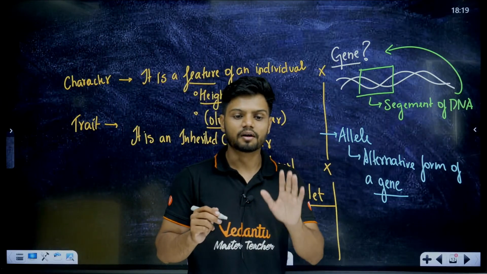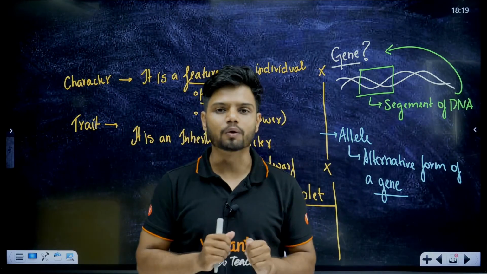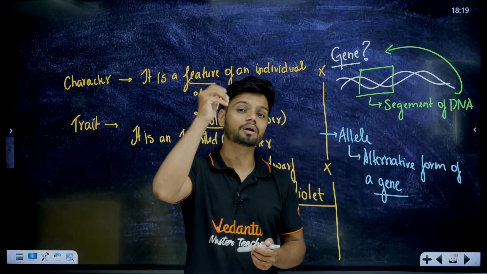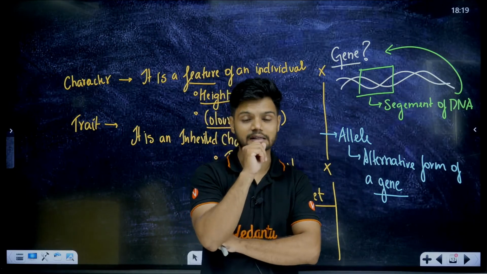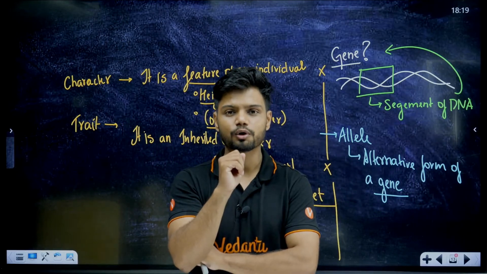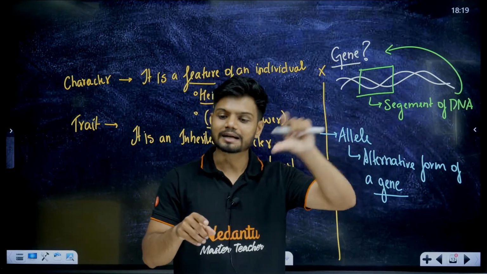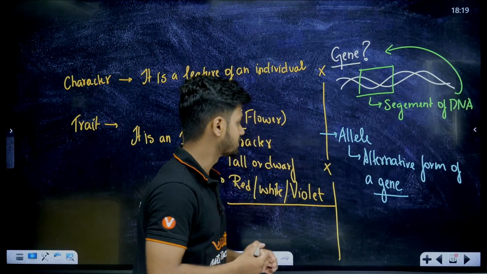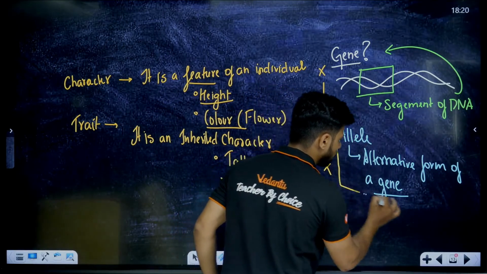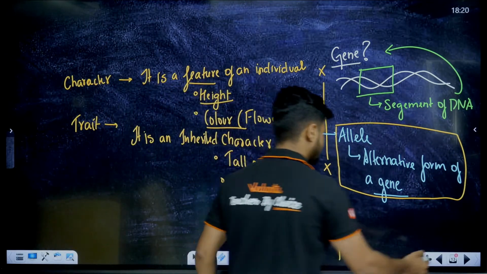So, every single time when we talk about a gene, we should remember that it can have two alleles. But sometimes there can be more alleles. That we will learn in your ABO blood grouping. We call it multiple allelism. But right now remember, allele is nothing but an alternative form of a gene. Clear all of you? Easy.